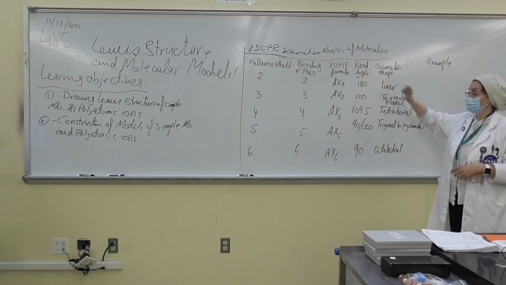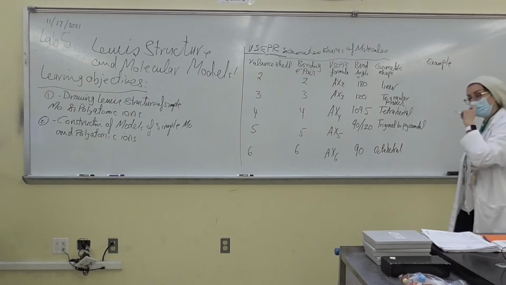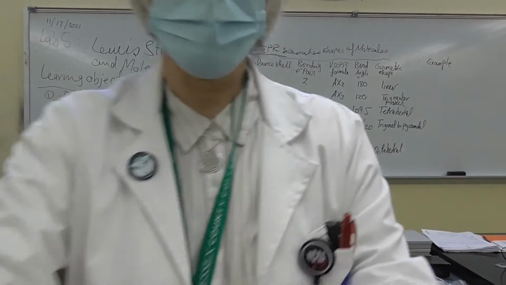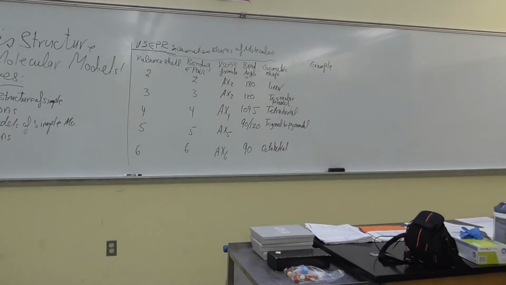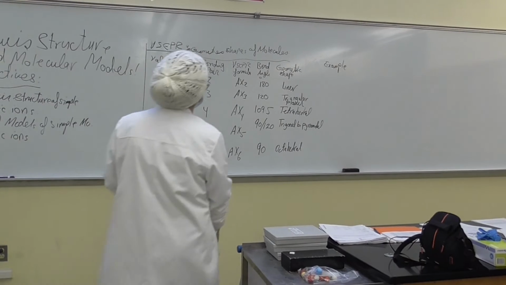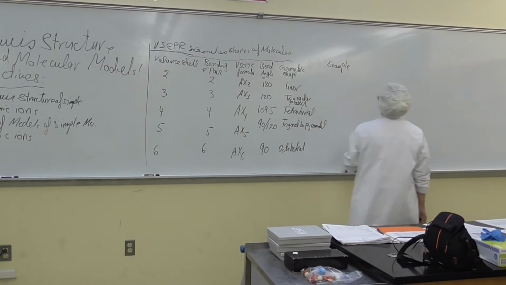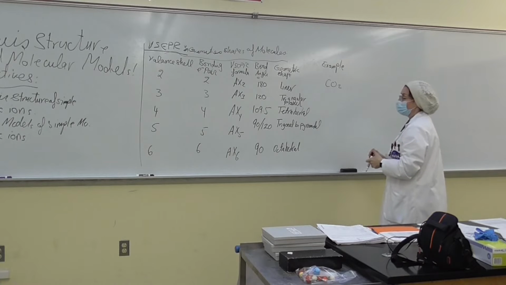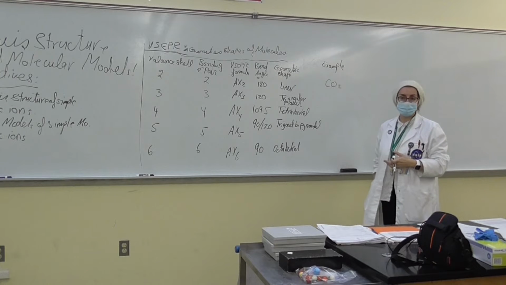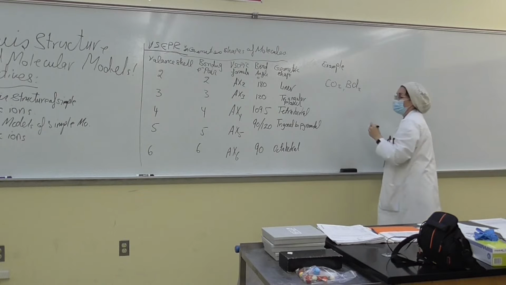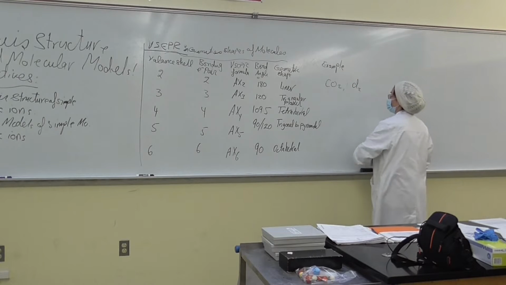Can you give me an example of linear, AX2? CO2. CO2 is linear, that's right. And we have, for instance, BeCl2, earlier.